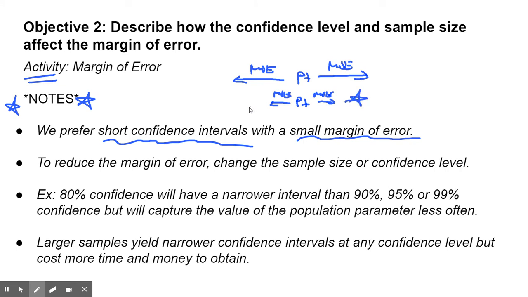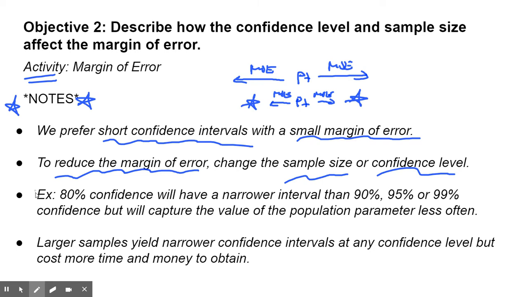We want this situation to occur, okay? Because again, the margin of error is how much we're off by. We don't want to be off by that much, right? If I'm aiming for a certain size, I want to be relatively that size with a small margin of error so I can be confident in what I'm building, right? So what are some ways to reduce the margin of error? Well, to reduce the margin of error, you can change the sample size or the confidence level. And that's what this activity should have shown you.